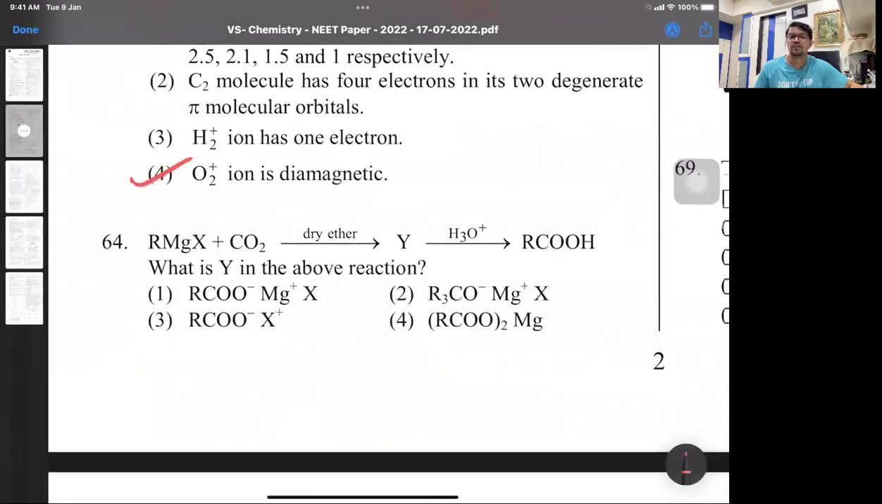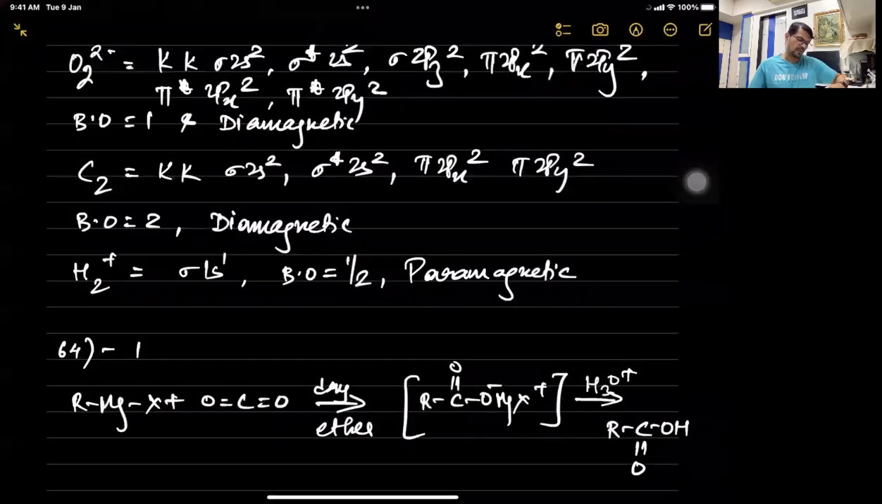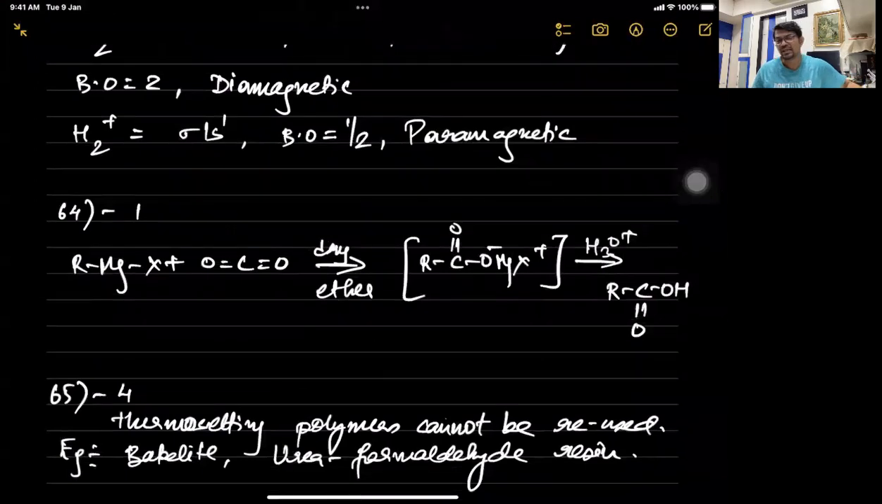Then 64th, RMgX plus CO2. This is with dry ice, what we also call carbonation of Grignard's reagent. It says what is Y? That's your magnesium intermediate complex. Now the magnesium intermediate complex is mainly RCO2 minus and MgX plus over there. So that's the first one there. So 64 is 1. That's the part. This is exactly the same general reaction which is given in the NCERT in aldehydes, ketones, and carboxylic acids. So those who have read the NCERT properly 3 to 4 times, they are the ones who'll be able to get it all correct. Otherwise, it's a highly tricky paper.